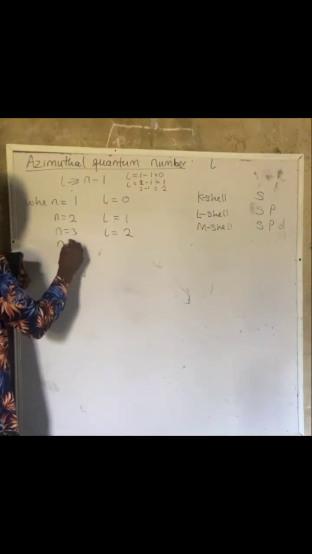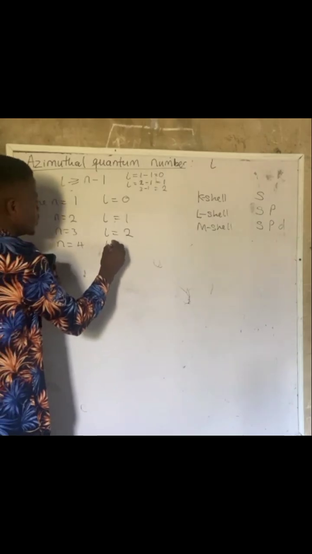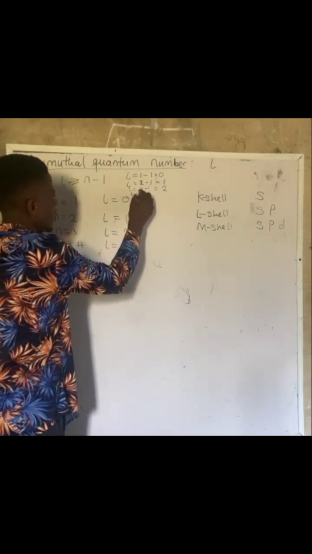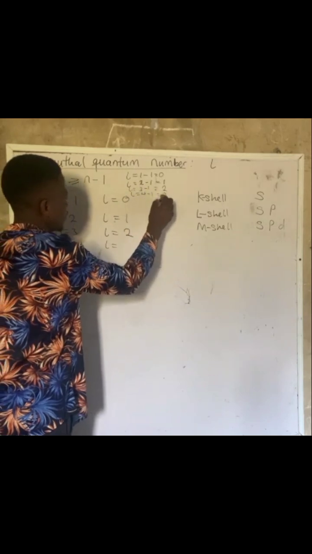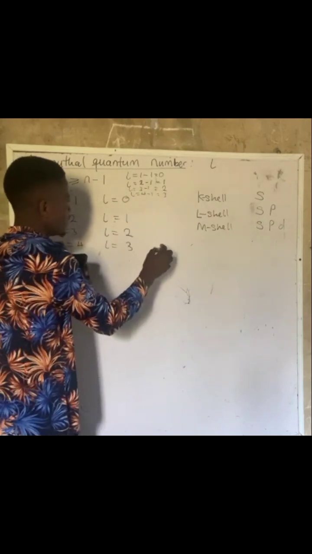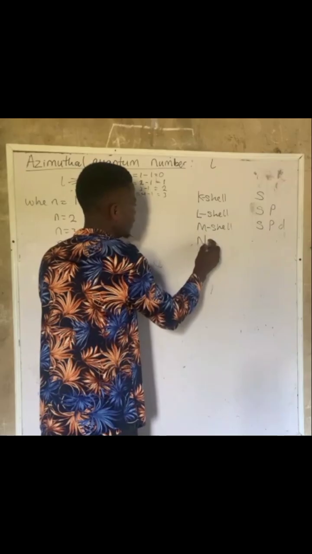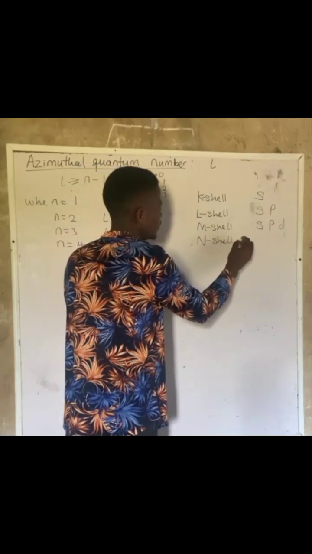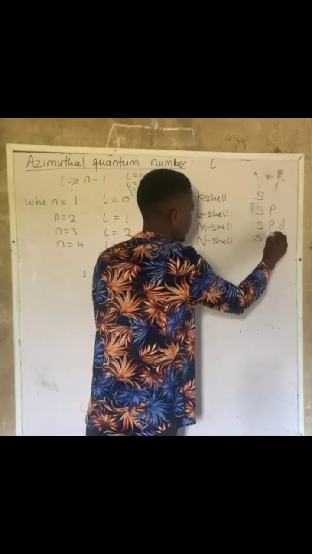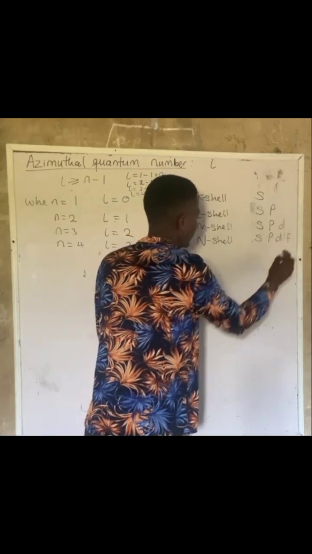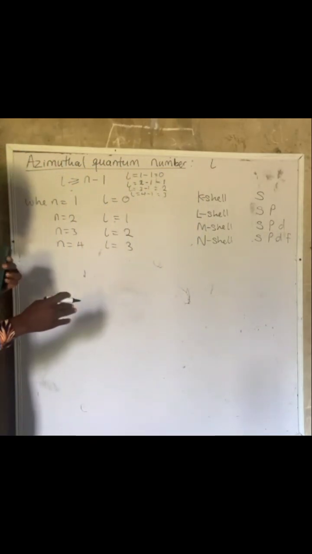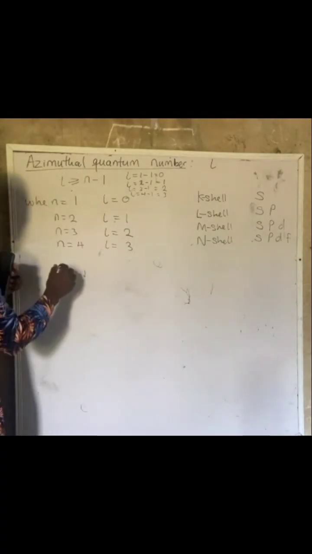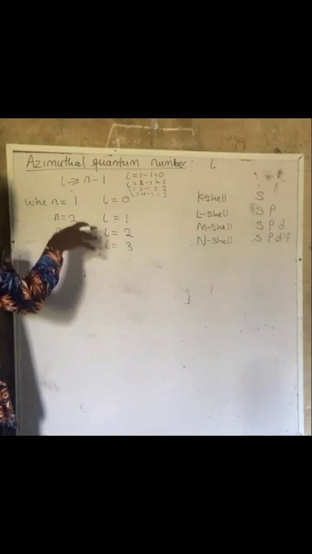Now, when N equals 4, we have L equal to 4 minus 1, which equals 3. We have our L to be 3. So that's describing the subshells of the N shell. The subshells are S, P, D, F. So in brevity, this azimuthal quantum number describes the subshell of the main shell, which are what?